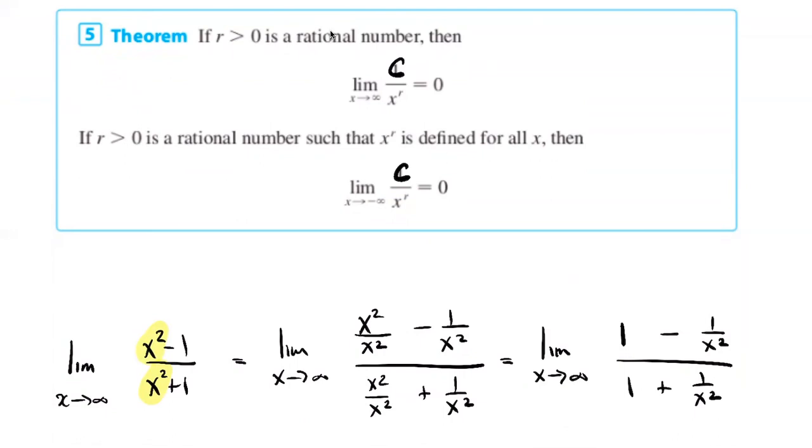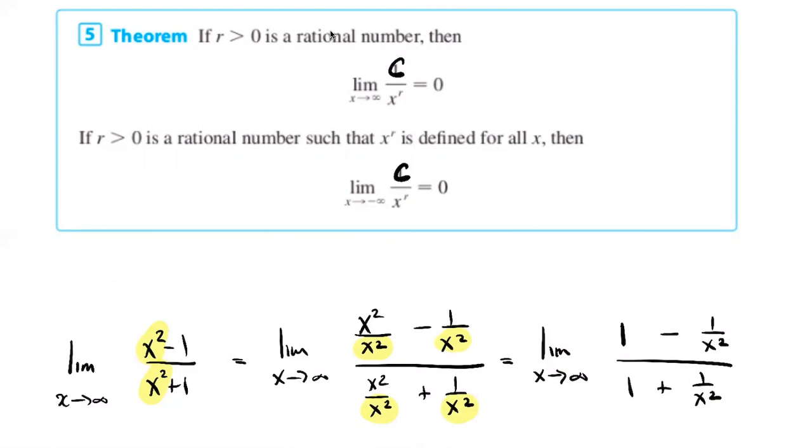In this particular rational function, there are 2 such terms. One's in the numerator and one's in the denominator. That degree is x squared. So I divide everything, in this case, all 4 terms, by that highest power.